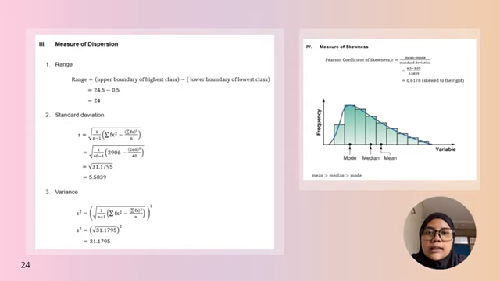So lastly, for measure of skewness, we use R equals mean minus mode per standard deviation. So the final answer that we got is 0.6178. Skewness to the right. So this is our graph that we got after we calculated the skewness.